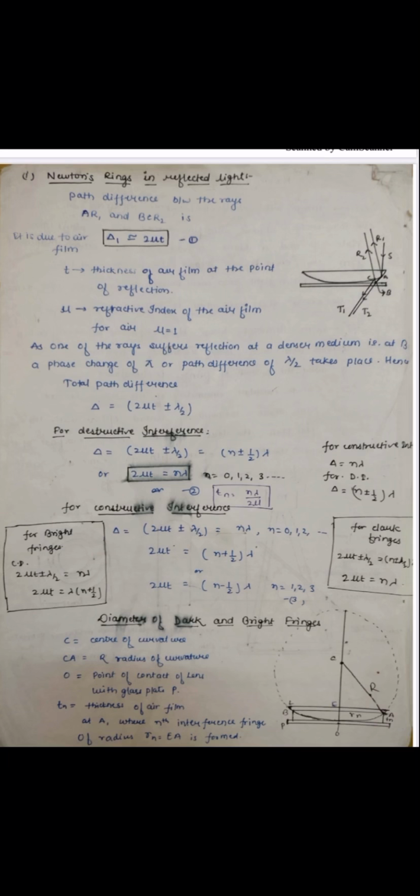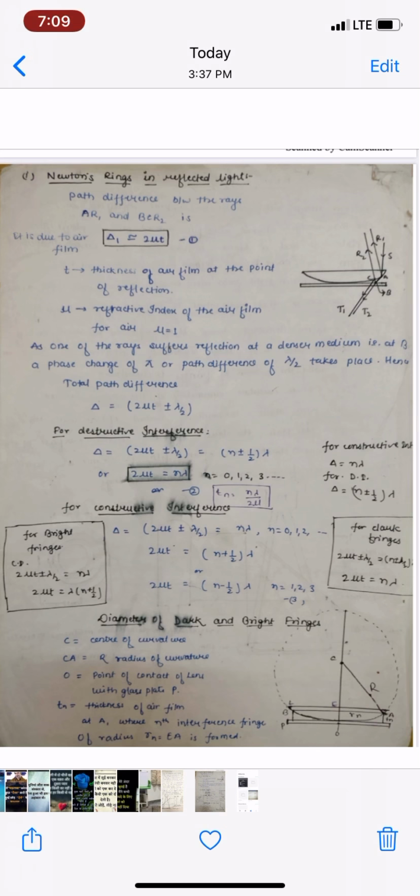As you know, when the interference occurs, whether it is constructive interference or destructive interference, there is a certain path difference between the waves. If the path difference between the rays follows the condition of constructive interference, then you get maximum intensity. If the rays follow the condition of destructive interference, we get zero intensity.